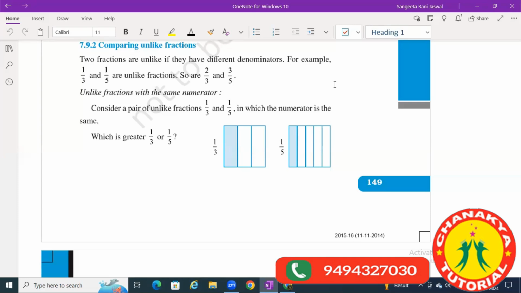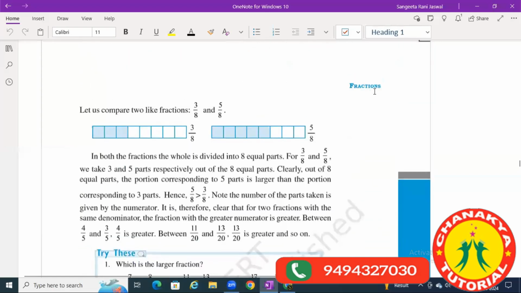Okay, so what are like fractions? Like fractions are fractions with same denominators. Those fractions which have same denominators are called like fractions.